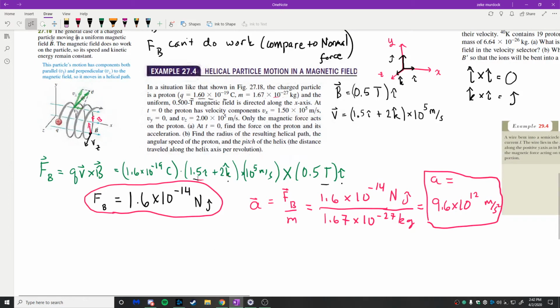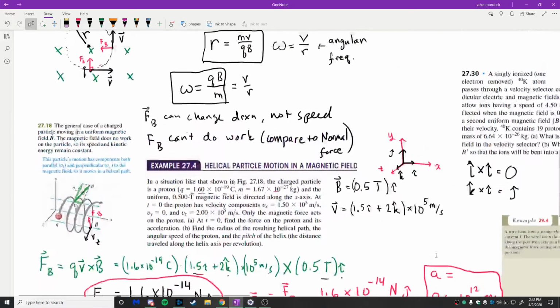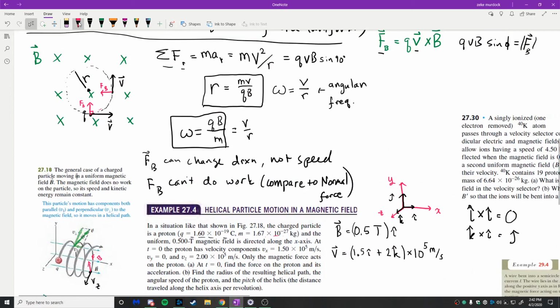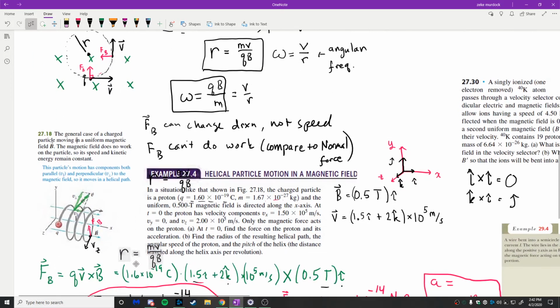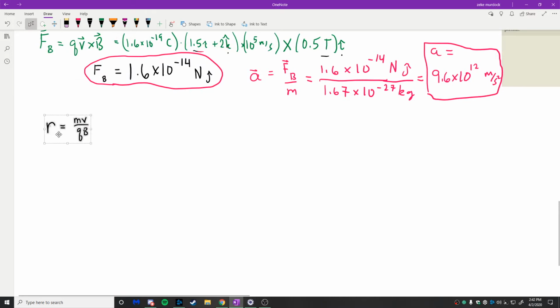All right. Part B. Find the radius of the resulting helical path, the angular speed of the proton, and the pitch of the helix, the distance traveled along the helix axis per revolution. Okay, so in order to do this, we want to find first the radius of the helical path. So our equation from before was that the radius of the path would be given by this expression right here. That's how we're going to find the radius.